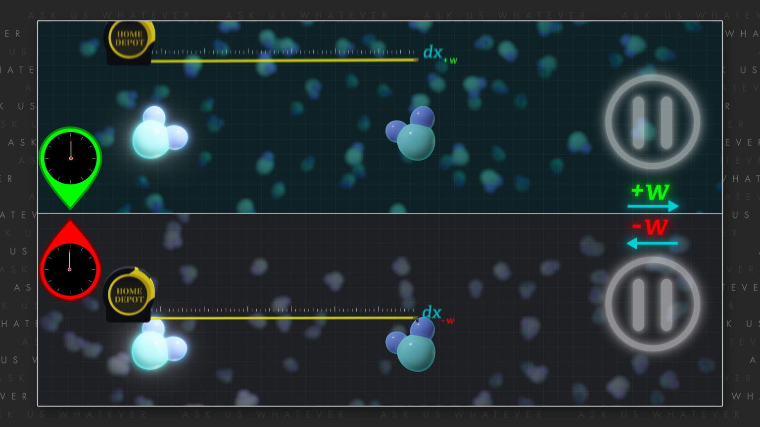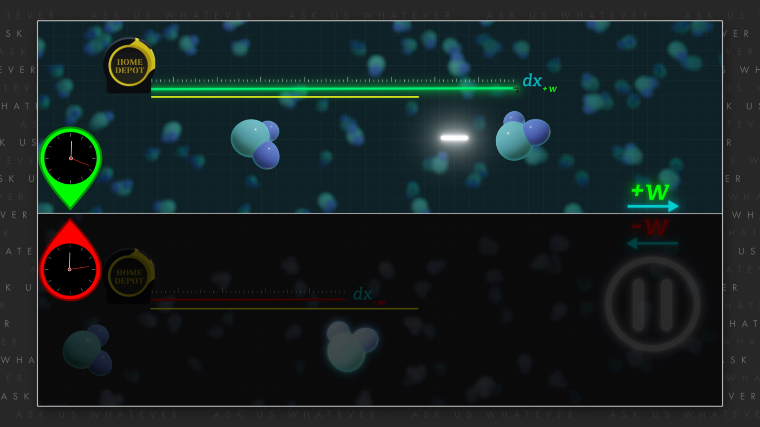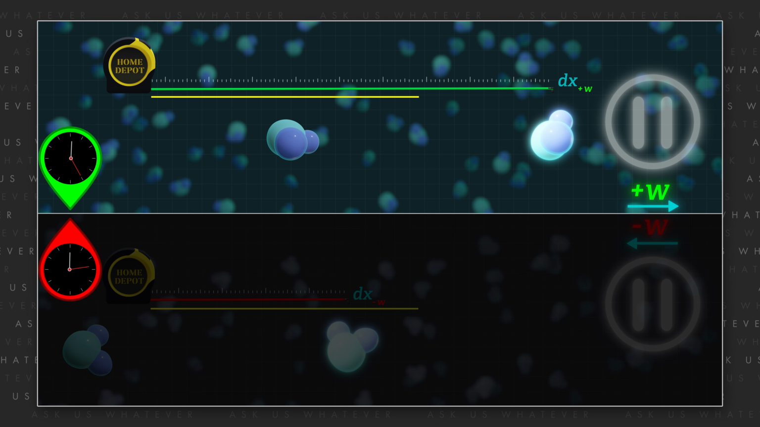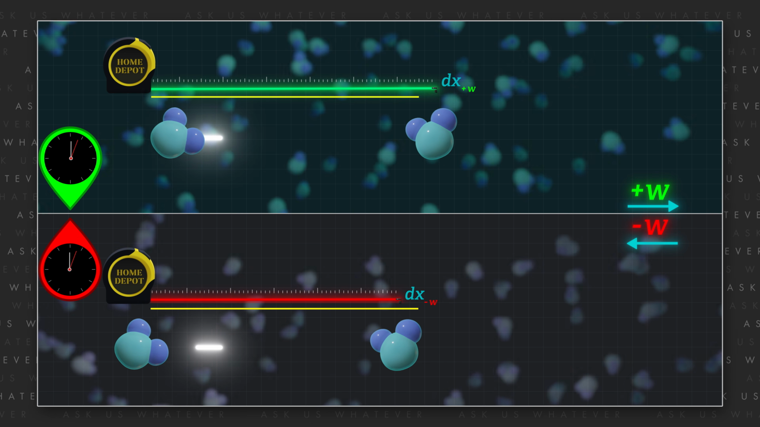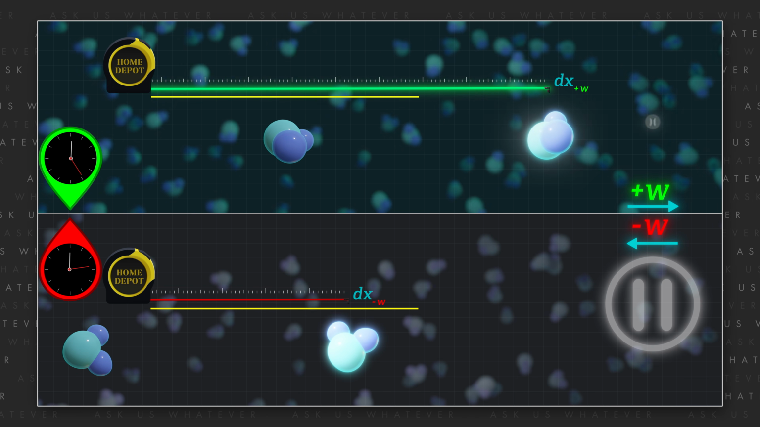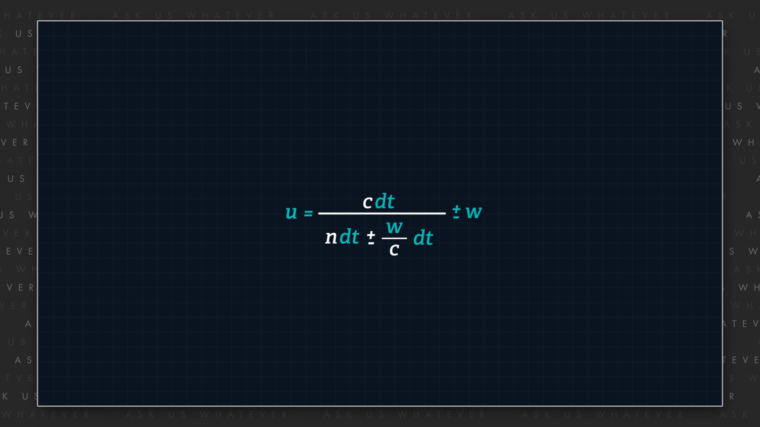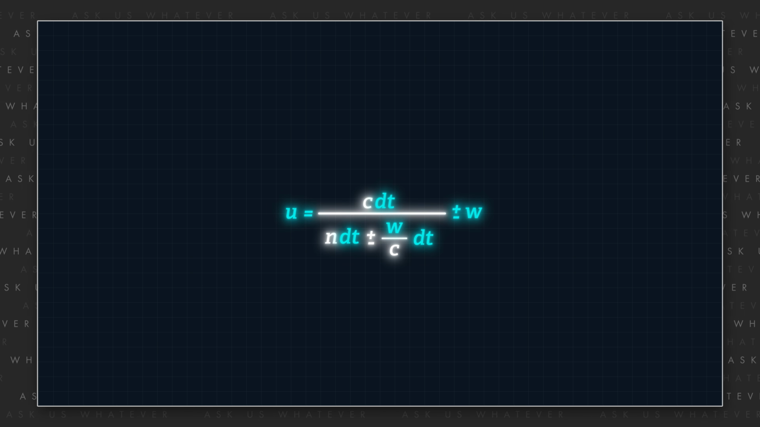The relative motion of the water molecules will alter the distance traveled between them, and that will increase the time required for light to travel the total length of the water column, a distance we call dx in frame S. Now I'm going to propose that these phenomena produce a compound light speed in frame S governed by the following formula: c times dt divided by n times dt plus or minus w over c times dt, all plus or minus w. Let's see if we can develop an intuitive sense for this formula.